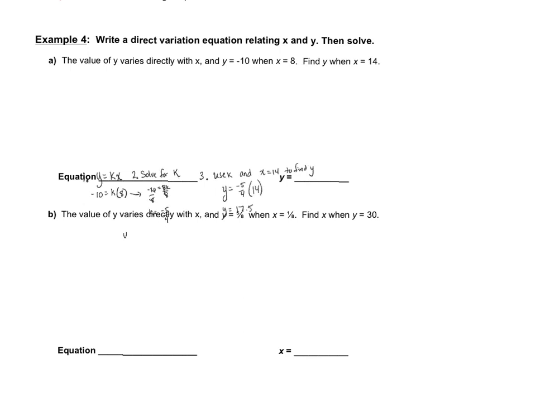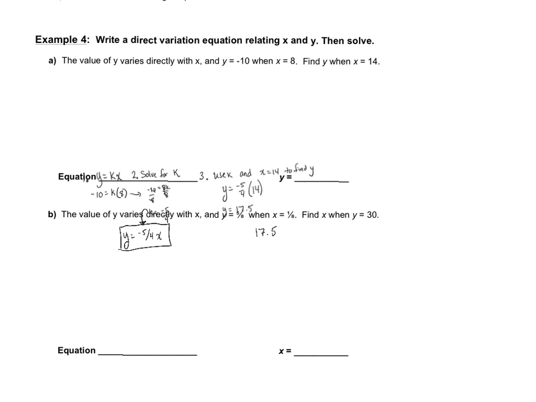So for the equation, what that was y equals negative 5/4 x. Once you find the k, you can write your equation. As y equals kx, you only plug in the k. And then what y equaled was 17.5.